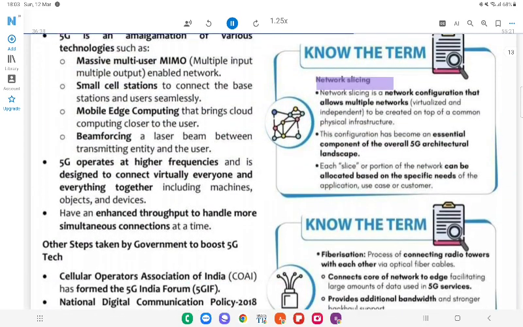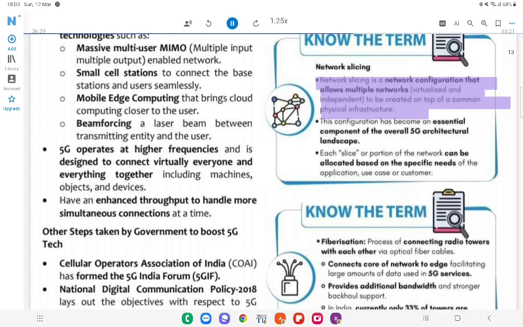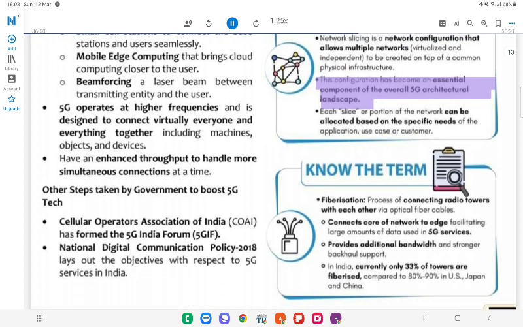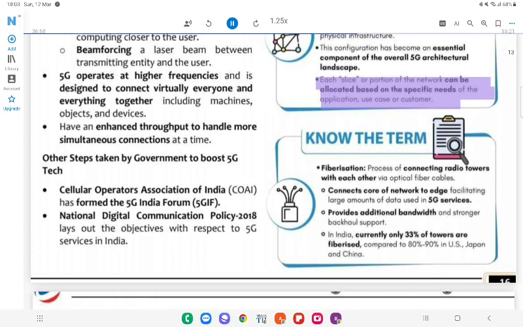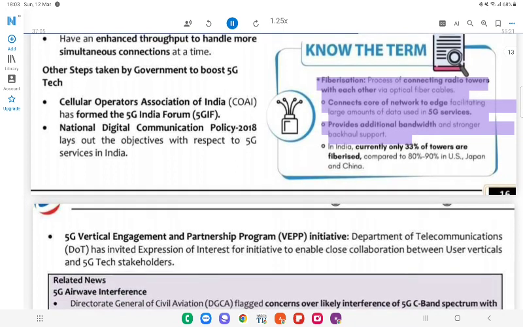Know the term: network slicing. Network slicing is a network configuration that allows multiple networks, virtualized and independent, to be created on top of a common physical infrastructure. This configuration has become an essential component of the overall architectural landscape. Each slice or portion of the network can be allocated based on the specific needs of the application, use case or customer.